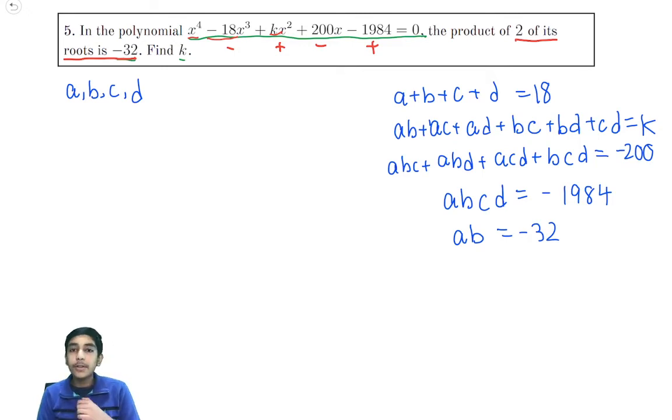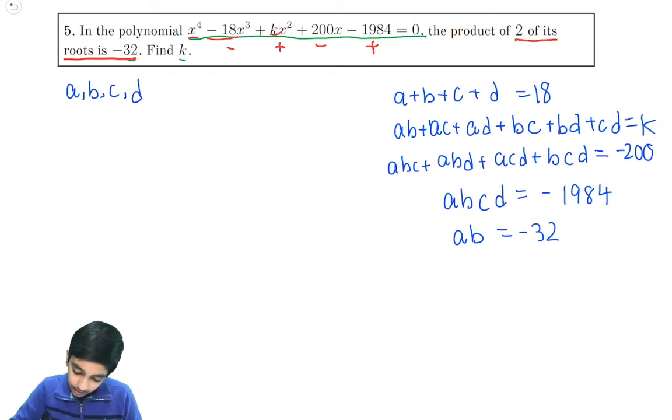It doesn't really matter which two roots we choose to have a product of negative 32, because all the roots are really the same. The variables don't really matter. That's why I'm saying, okay, let's say that ab is negative 32, because any two of the roots can have a product of negative 32, and we can just designate those two roots to be a and b.